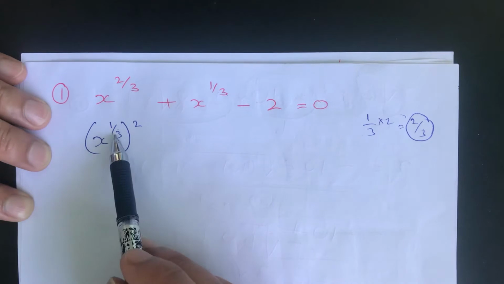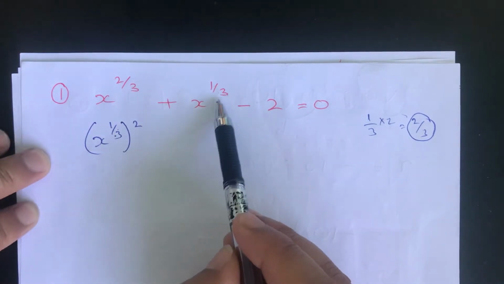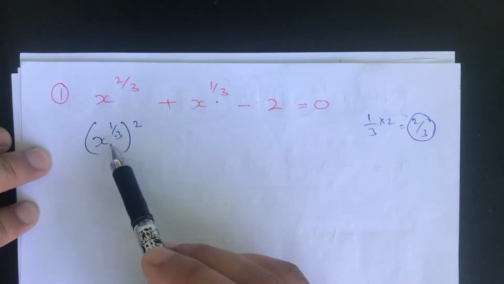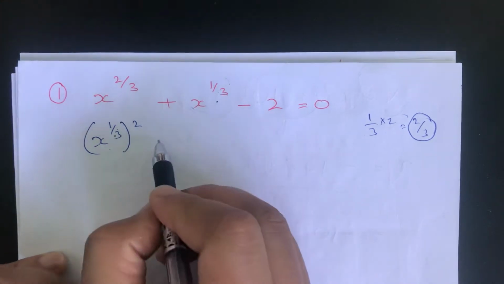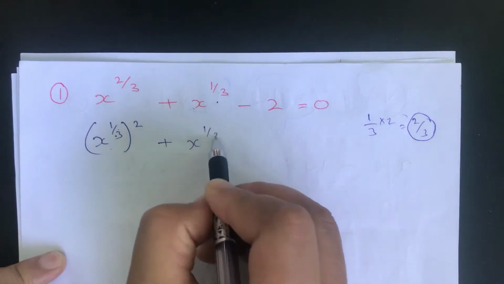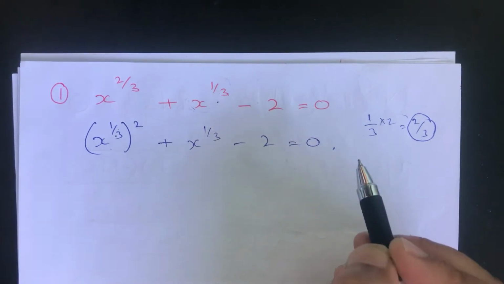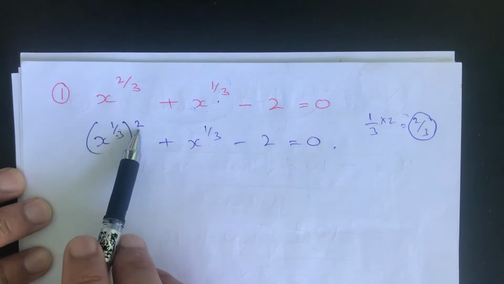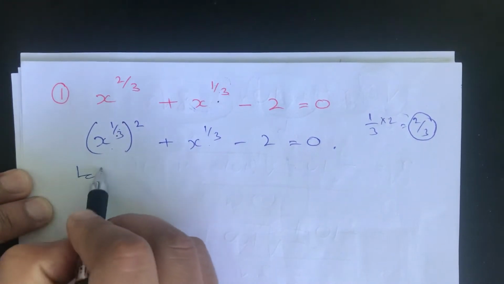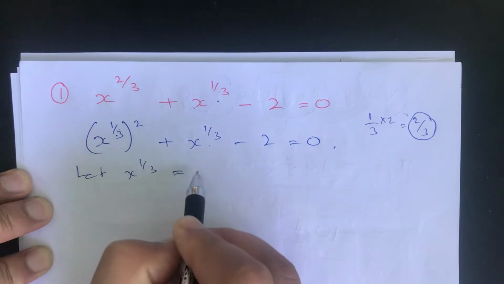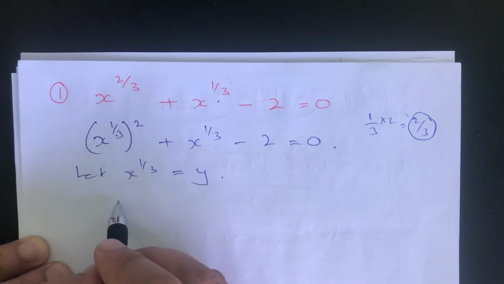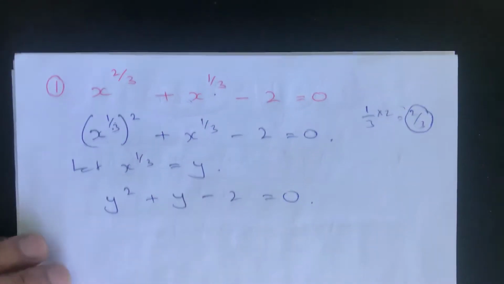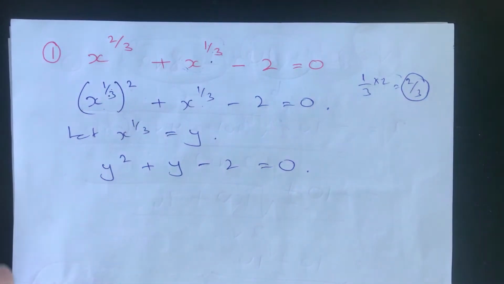And why am I writing it as 1 by 3 into 2? Because here I have x to the power of 1 by 3, so I have to make sure that this bracket and this match. So what I can do now is write this as x to the power of 1 by 3 whole squared minus 2 is equal to 0. Is that okay? Once I get it in this form, if you look at this one and this one, isn't this double? So it is double, so we can say let x to the power of 1 by 3 be equal to y. And then I can write this as y squared plus y minus 2 is equal to 0, and then once I have this I can just do a normal middle term factorization.